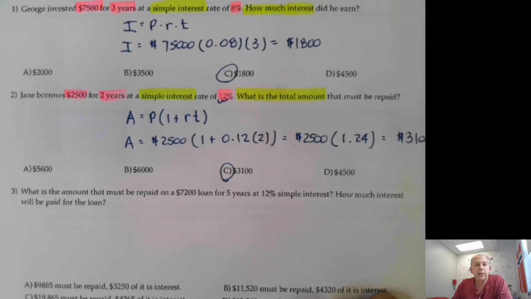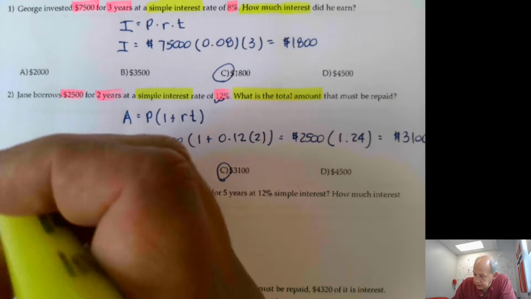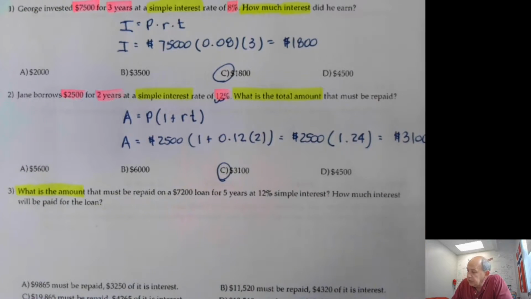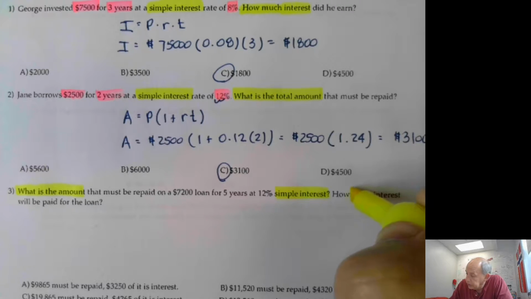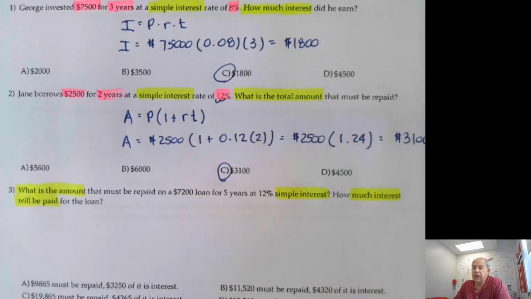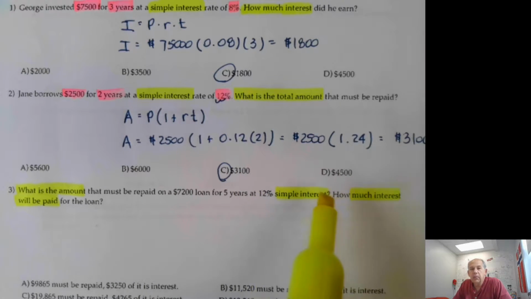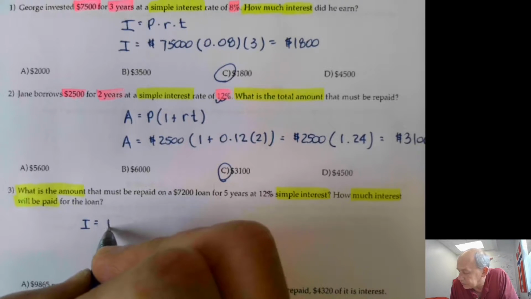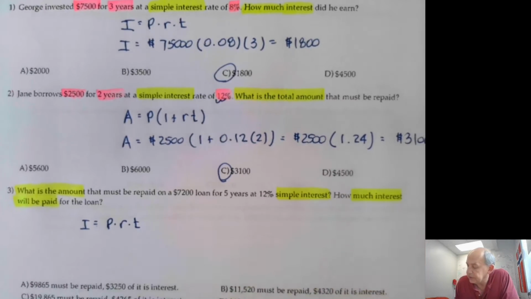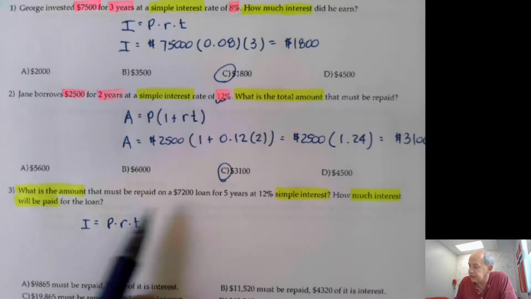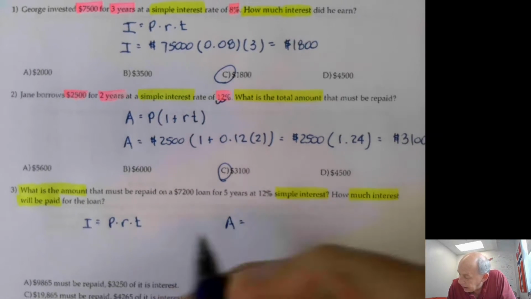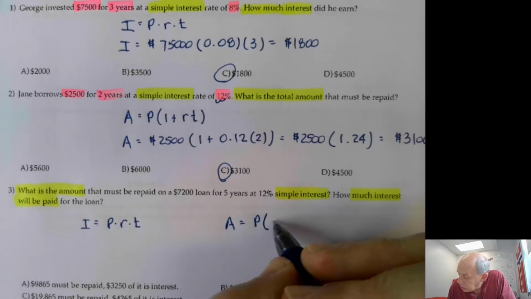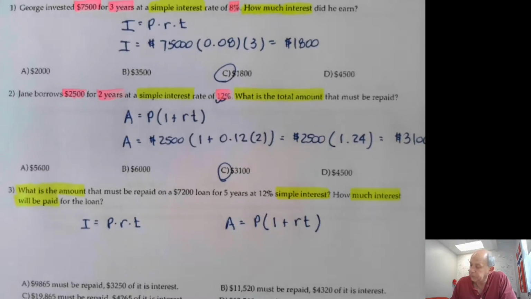Same thing for number 3. What is the amount? Okay, that's what I'm looking for. That has to be repaid. Simple interest, that defines the problem. Also, how much interest will be paid. So this is a simple interest problem, and I'm looking for 2 different things here, so I'm going to use both formulas. Interest is equal to principal times rate times time. That takes care of how much interest. And then what will be the amount will be this formula. So I'm using both for this problem.